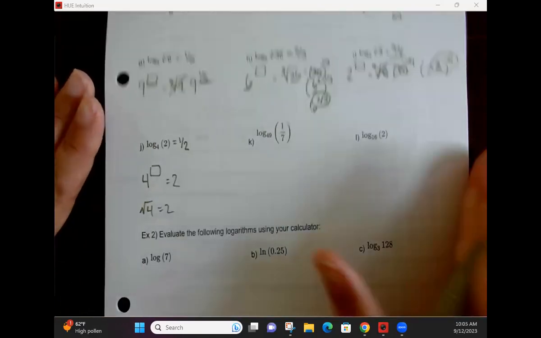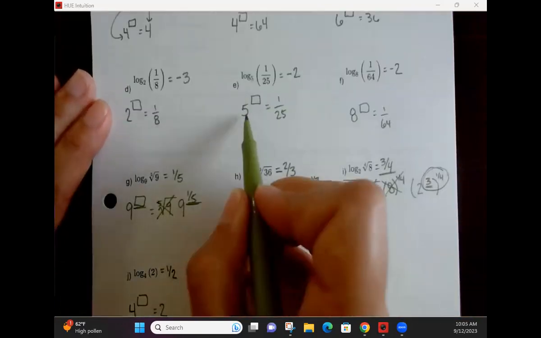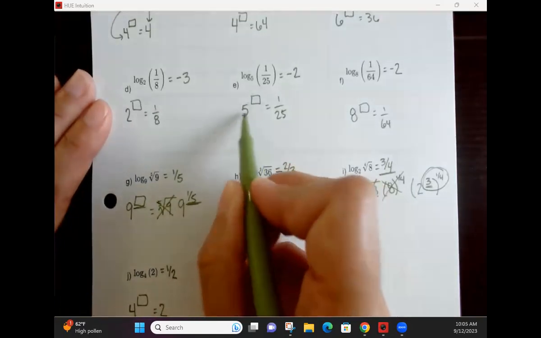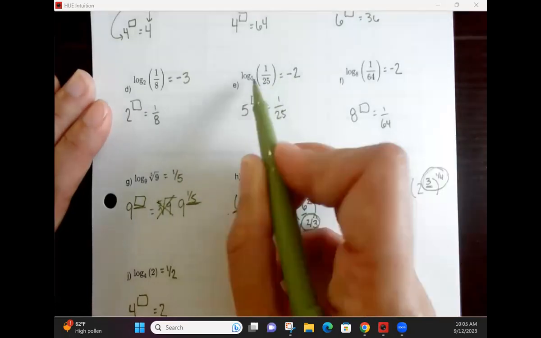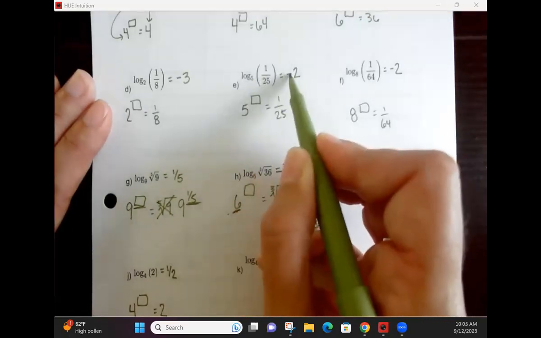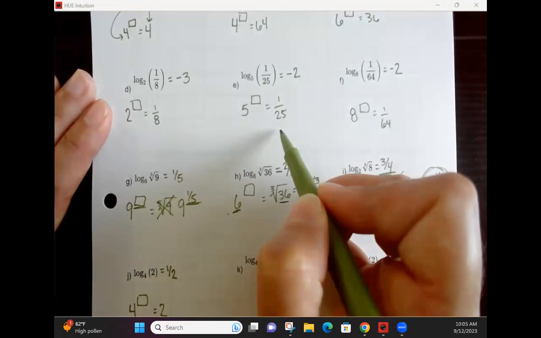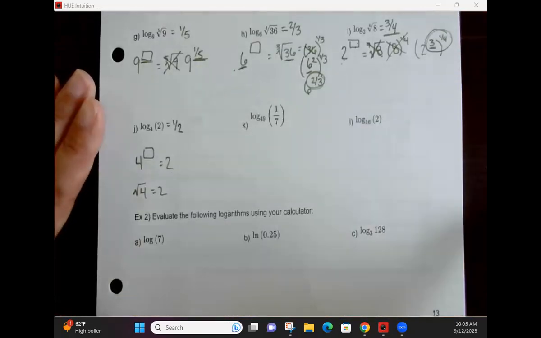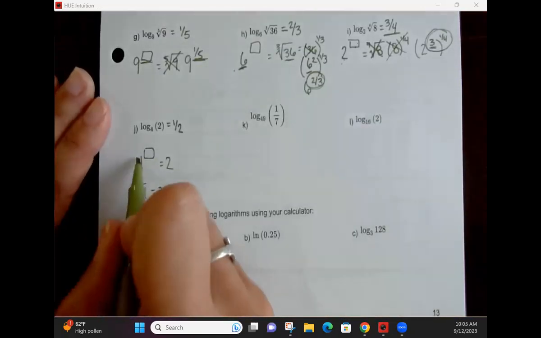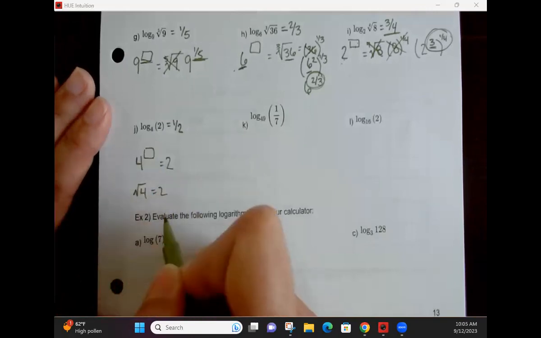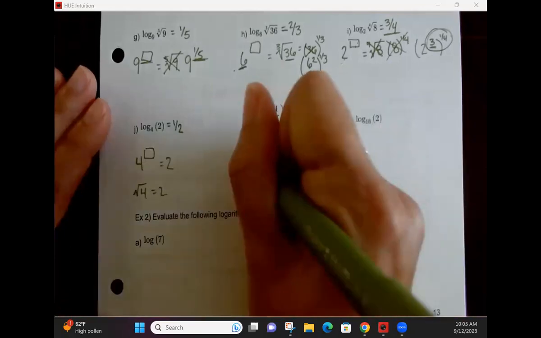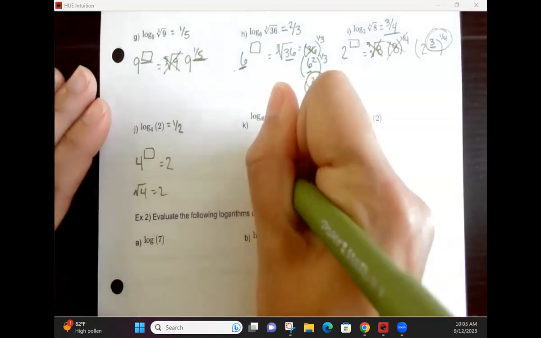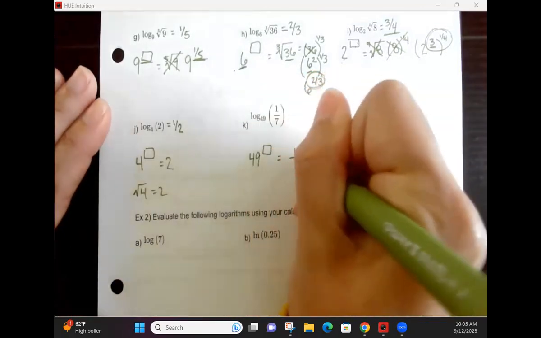So we saw a variation earlier where we went from a whole number to a fraction, right? And we said that meant our exponent had to be negative, or whatever our log is equal to had to be negative, because we took a reciprocal, clearly. We're also looking at a variation now where I go from a big number to a small number, and that means that we're looking at some kind of root. For k, same idea. 49 to what power gives us 1/7?